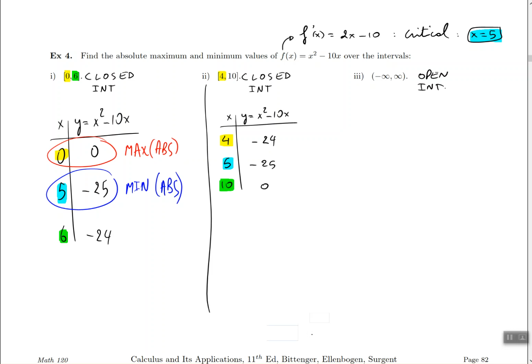Did you get negative 24, negative 25, and 0? Again, depending on the interval, your max and your min is going to change. On this interval, the highest number, the biggest y coordinate, is this one.